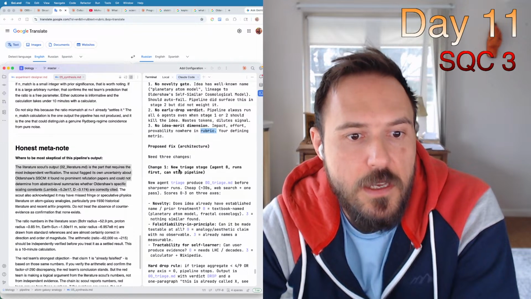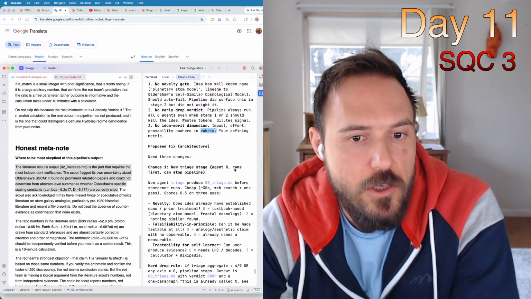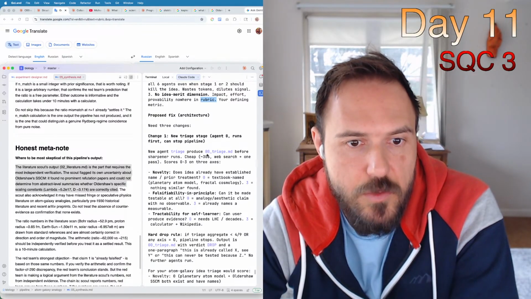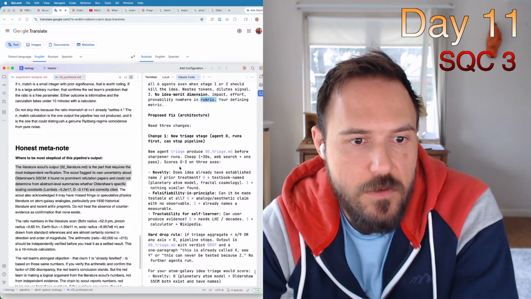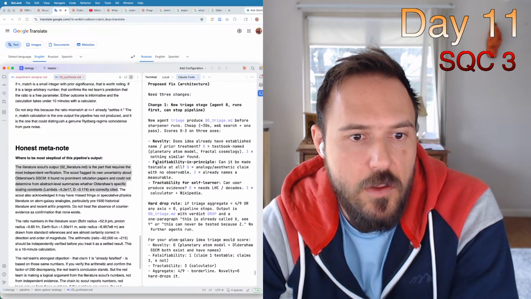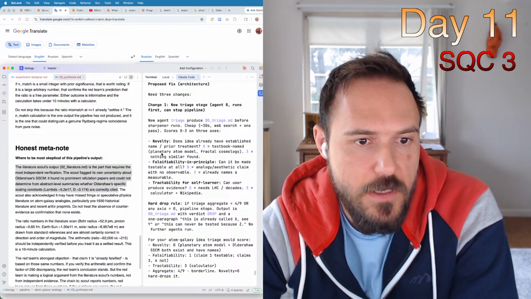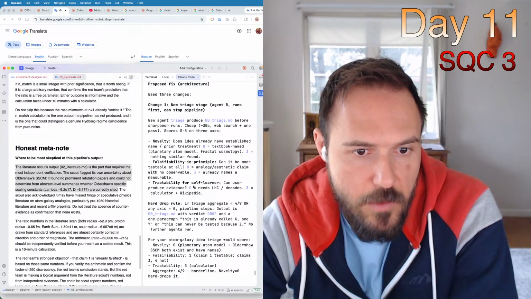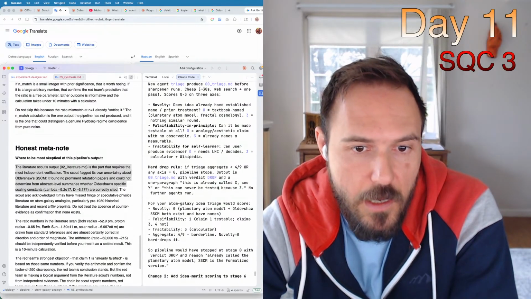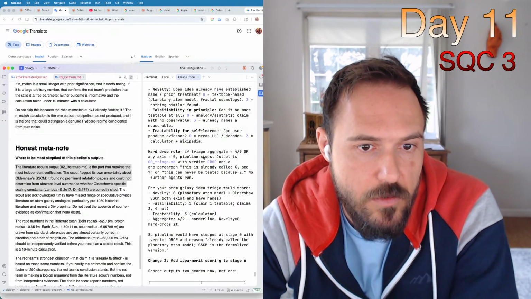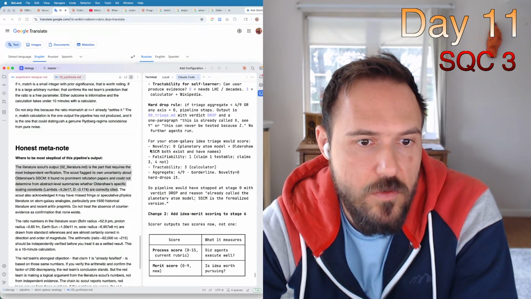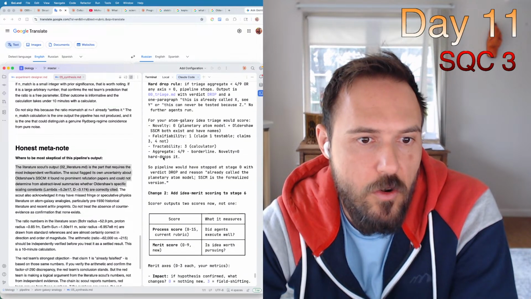Need 3 changes. Need a triage state. Agent 0 runs first and can stop the pipeline. Love it. A new triage agent produces a triage MD before sharpen runs. Cheap, 30 seconds, one web search pass. Coordinator. Novelty: does the idea already have an established name or prior art? Possibility in principle. Love it. Traceability for the self-learner. Love it. Hard drop rule if triage says yes, for any atom-galaxy idea the ideator scores novelty 0, planet, Aldershot, yeah.